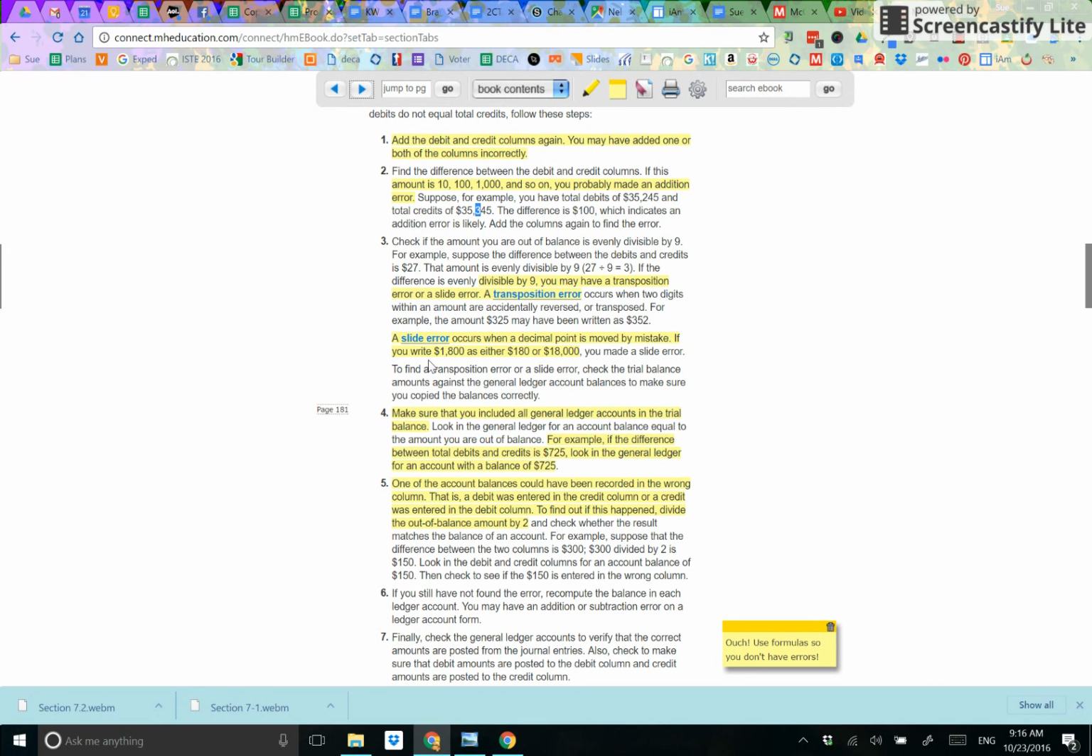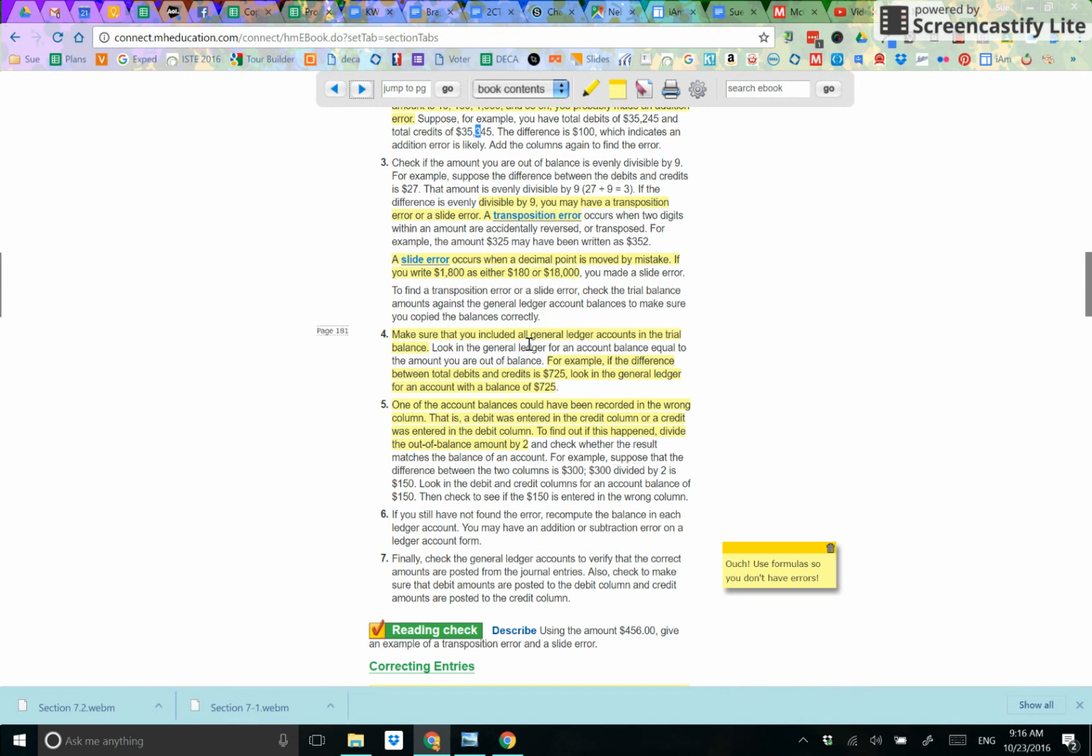So instead of $1,800, you write 180 or 18,000. So you're forgetting a 0 or adding a 0. That's called a slide error. Did you forget an account?